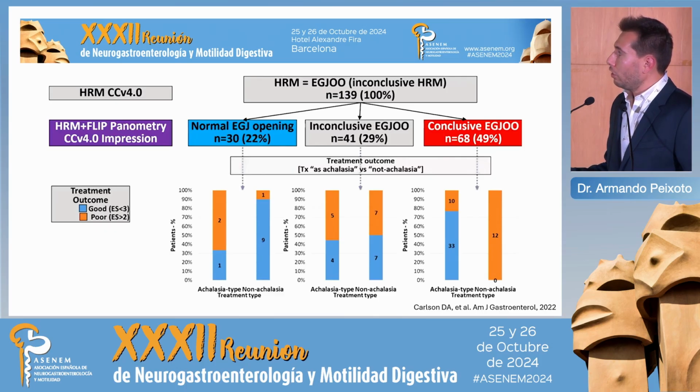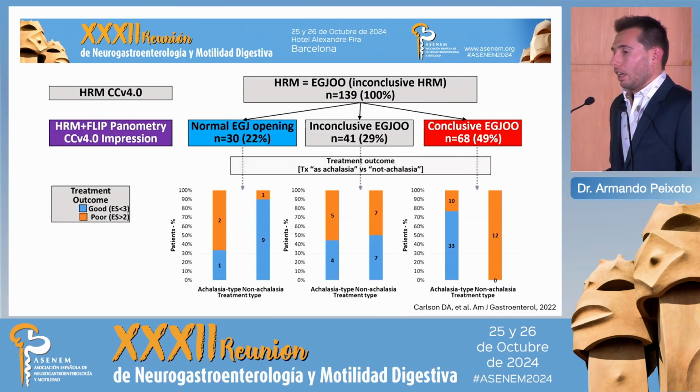If there is a normal AGJ opening on ENDOFLIP and we treat the patients with conservative measures, we'll have a good response, compared to patients with a conclusive obstruction on ENDOFLIP, in which, if we use achalasia-type treatments, the patient will get better than with just watch and see.